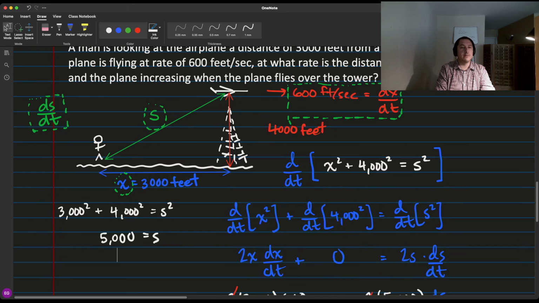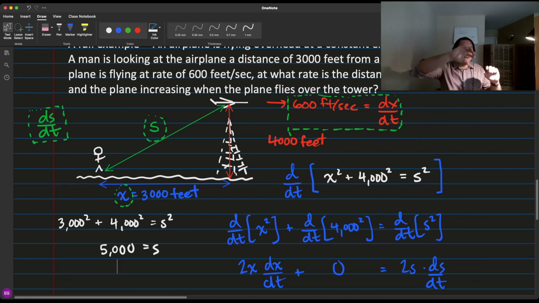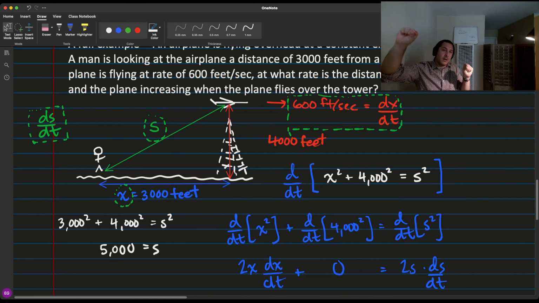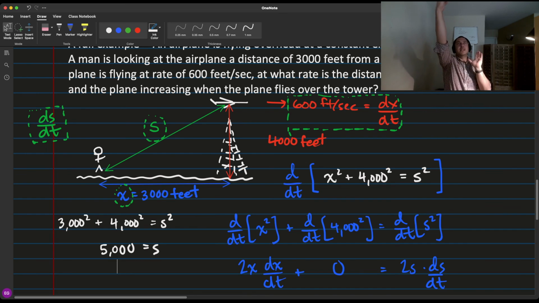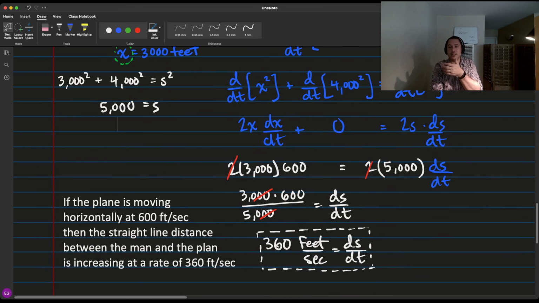Okay, and so it's important to remember the plane is moving horizontally. We're measuring the distance along that green line, not on the ground. If you imagine putting a person on the ground moving with the plane, you would see that person keeping track with the plane moving away at 600 feet per second. But I don't care to figure that out. I want to figure out how the distance between me and the plane is changing. That's what the 360 feet per second is.